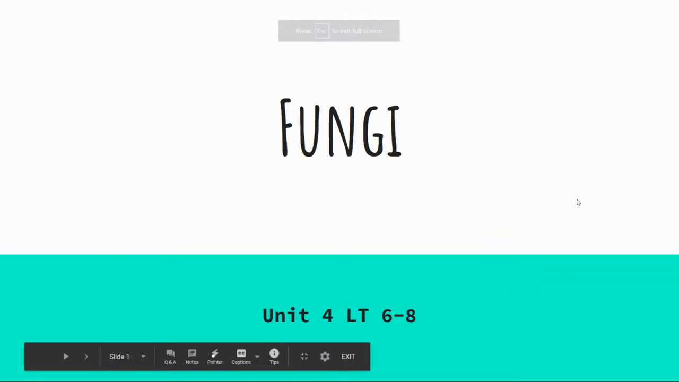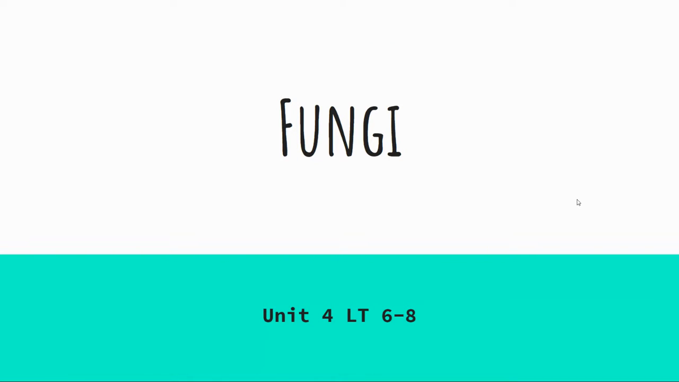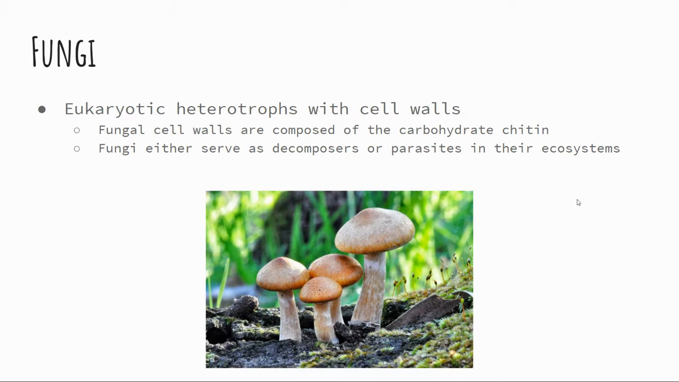All right, so we're going to move on to the next couple learning targets in Unit 4, which are going to deal with fungi, learning targets 6 through 8. So they are eukaryotic heterotrophs, which you should know what both of those terms mean, but they also have cell walls. And these cell walls are going to be composed of chitin, and they either serve as decomposers or parasites in their ecosystem.